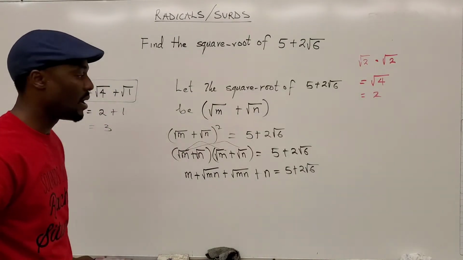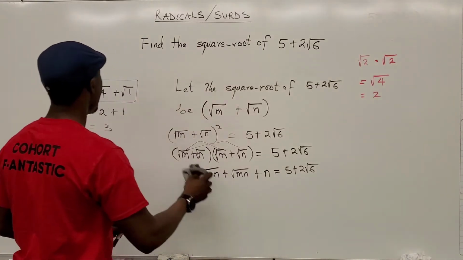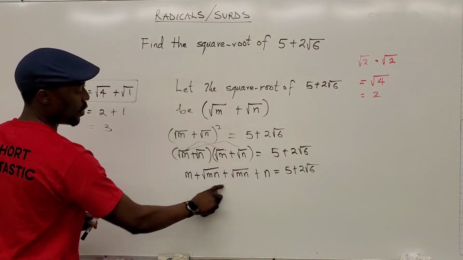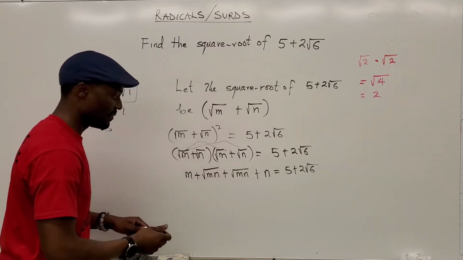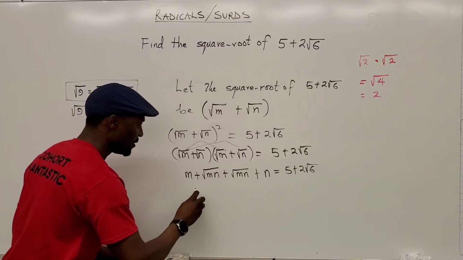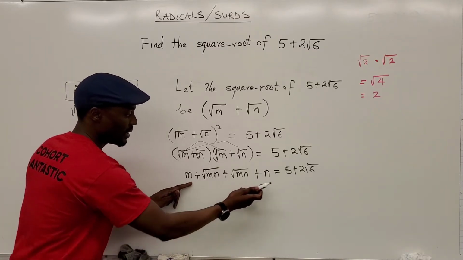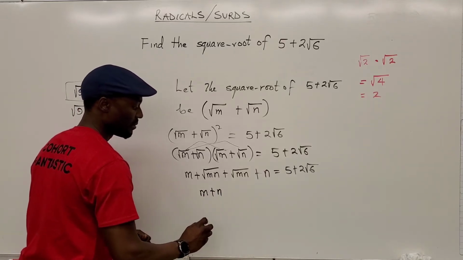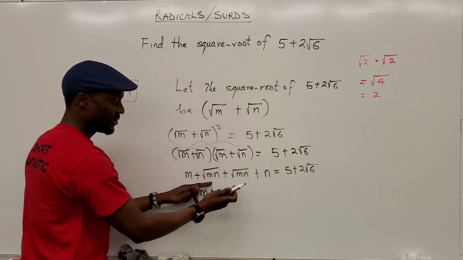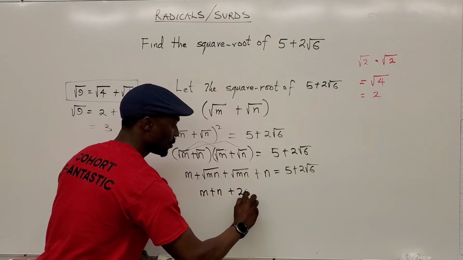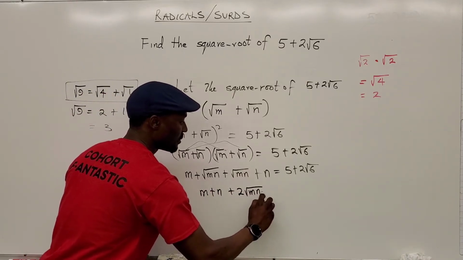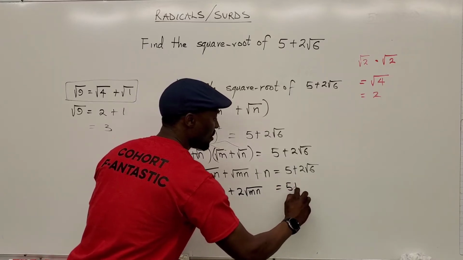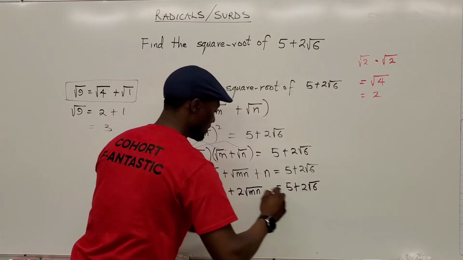I think I'm going to switch my markers and see. Now, I'm going to erase the top part, since you know what we have right now. Let me try and simplify this. So this will simplify into M plus N, plus, if you add this to this, it's going to be 2 of that, 2 square root of MN. And that's equal to 5 plus 2 square root of 6.